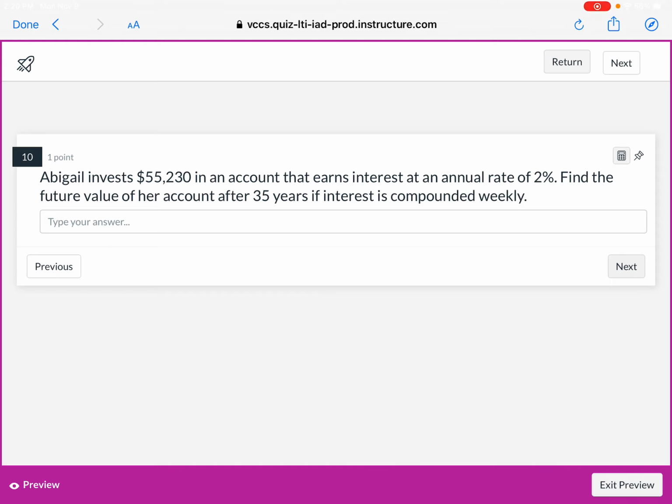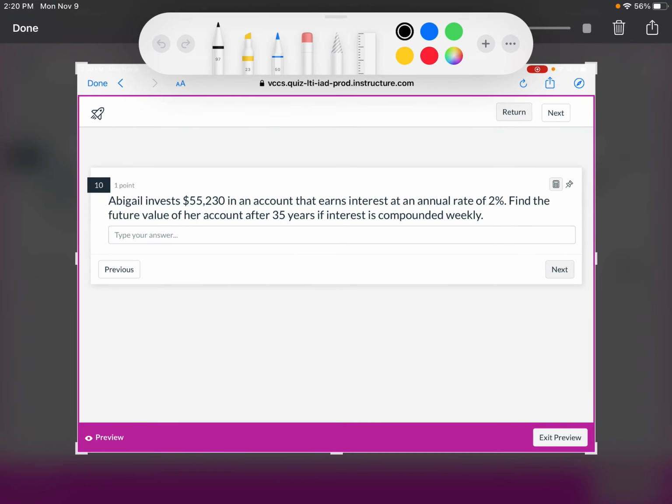So that's okay. Abigail invests money that earns interest at an annual rate of 2%. Find the future value of the account after 35 years if interest is compounded weekly. Now write down that for weekly, n is equal to 52 because we have 52 weeks in a year. How do we find that out? Well, there are 365 days, right? And 7 days is 1 week.